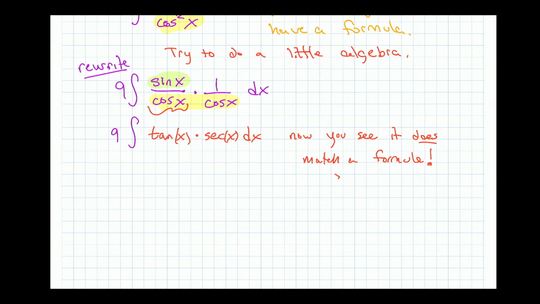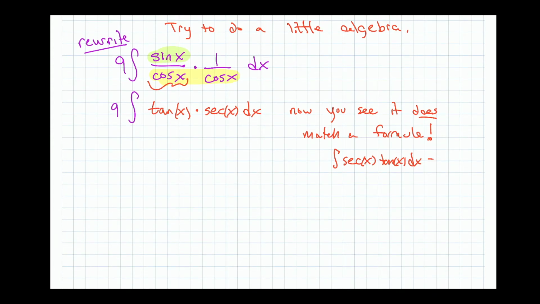Right? What formula? Well, this one, right? You can look up higher on the page and find that the antiderivative of secant x tangent x is simply secant x plus c. So all you're supposed to do here is realize that you have that formula and then say, well, that's going to be secant x plus c. Right? So the little bit of algebra that we did there was the entire point. They just wanted you to do a little bit of algebra, and then you would be able to use a formula. Okay?